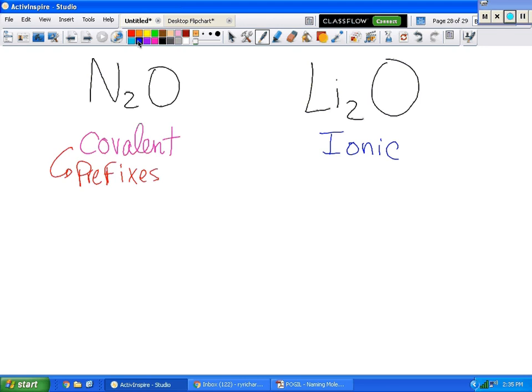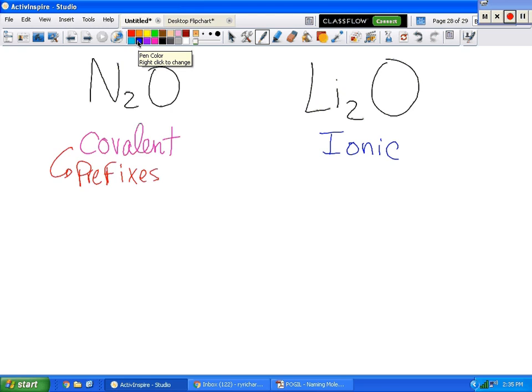Now, so whenever we talk about the prefixes, there was a special rule for the first element. When did the first element get a prefix? Does it always get a prefix? No, the first element only got a prefix if the subscript was more than 1.